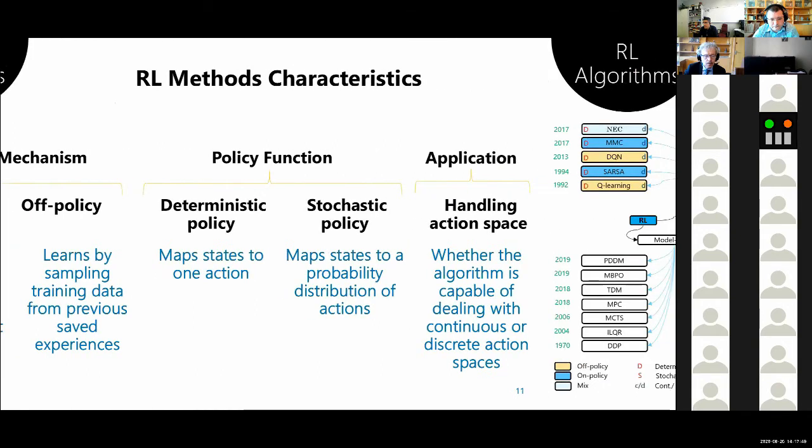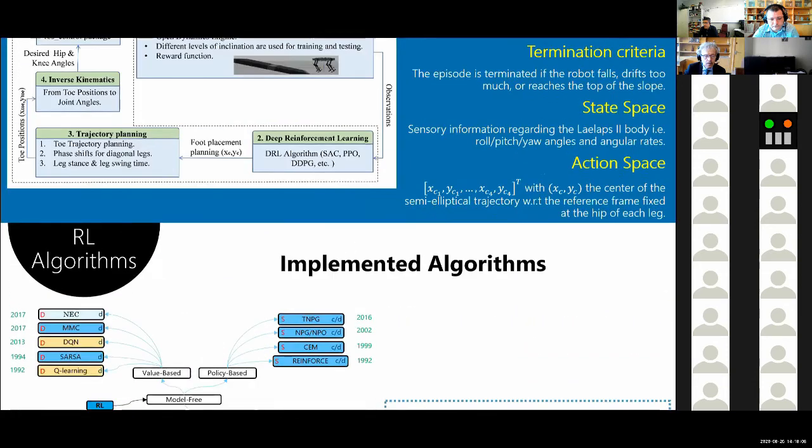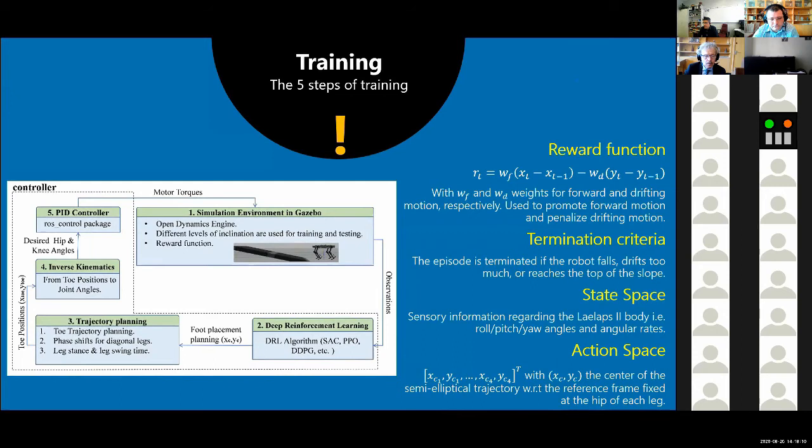So in this work we applied three algorithms. We focused on the model-free ones and covered all options of them. That is on policy, off policy, stochastic, deterministic policy, and of course all algorithms could handle continuous action spaces because the action space of our work is also continuous. Here we have summarized the training procedure.